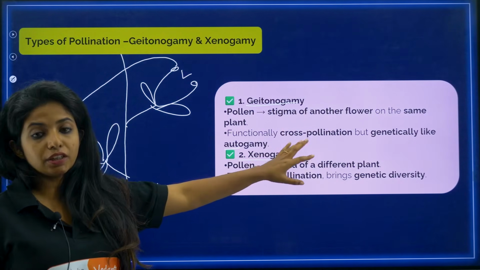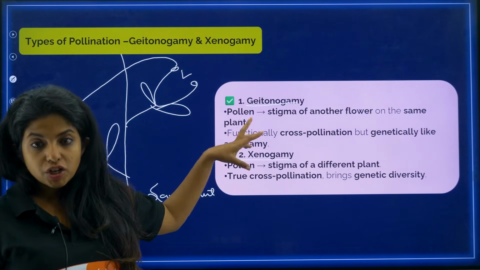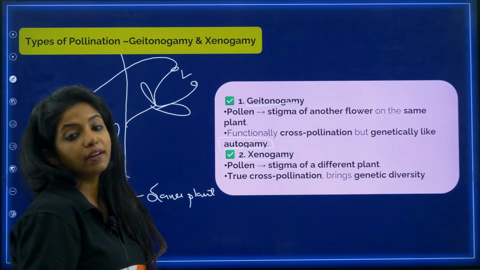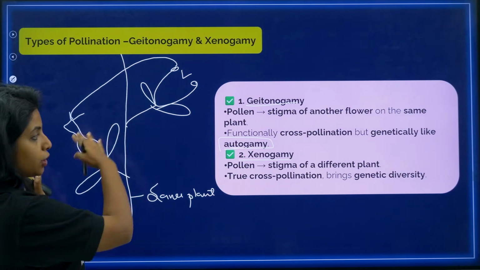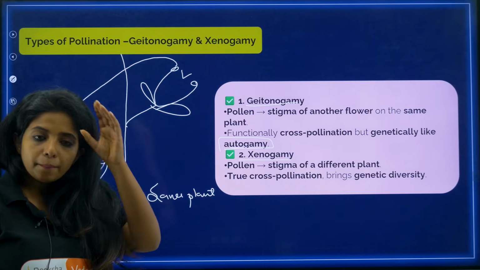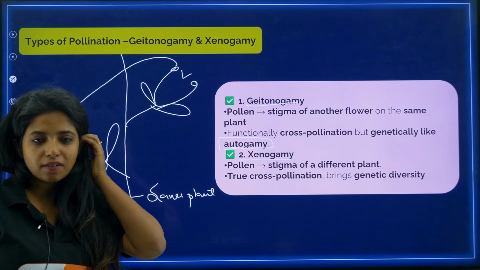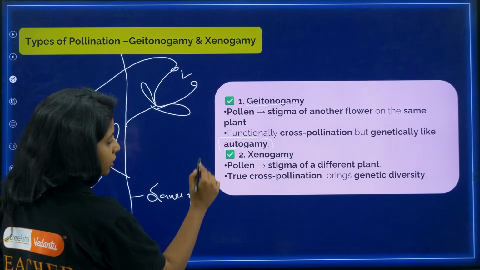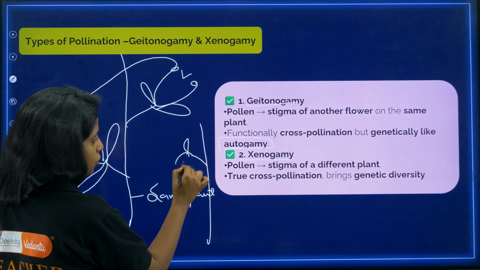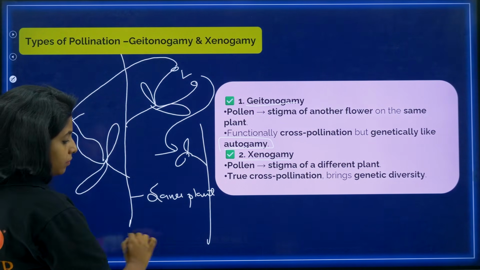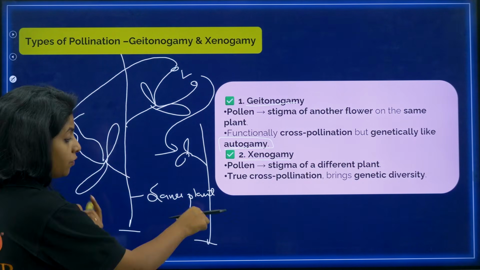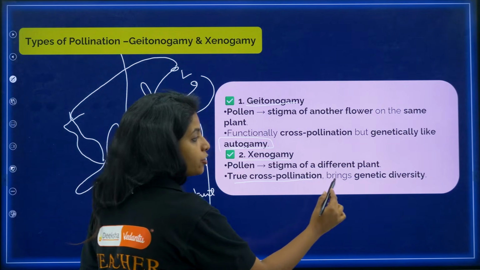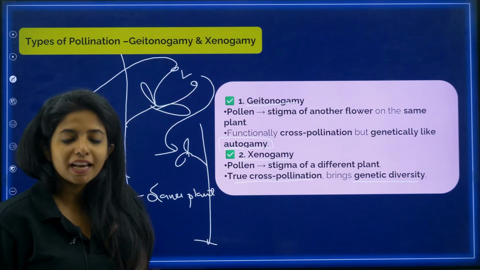So functionally it's not self-pollination. Functionally it is cross-pollination, but genetically if you see it is autogamy. Okay, functionally it is cross-pollination because two different flowers are being used, but genetically if you see it's autogamy itself. The same genetic material will be crossed. Xenogamy is when you have one plant over here, another plant over there, my dear children. From here to here things are going between two different plants, obviously two different genetic material. So this is known as xenogamy, and this is true cross-pollination and provides more genetic diversity as well.